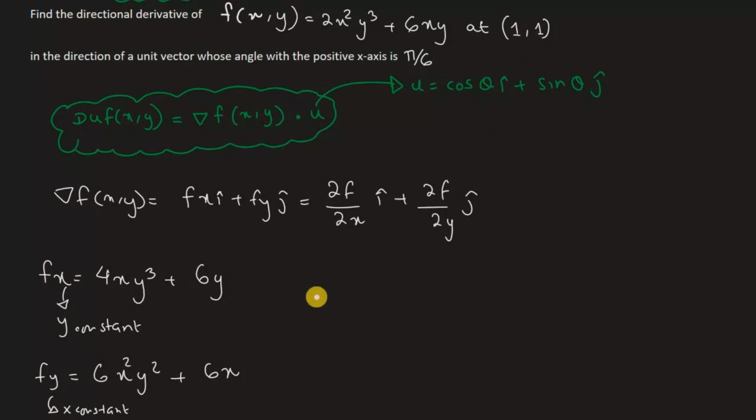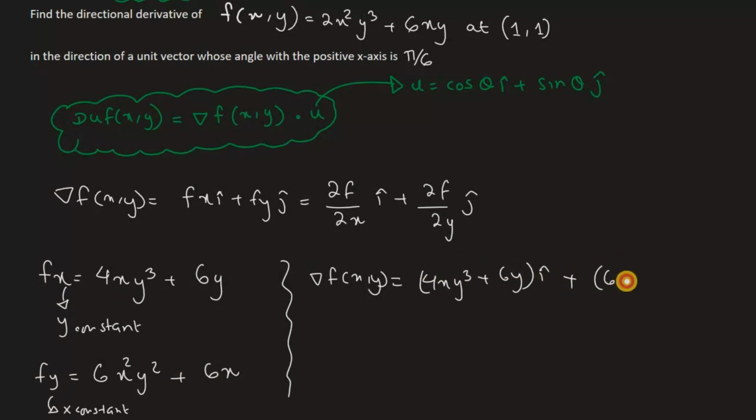And now, since we're given a point, and I've already told you how to compute the gradient at a given point, we are going to simply plug in the point in the gradient, at x and y. But first let me write the gradient. So the gradient is in this form, right? Let me write it over here. So the gradient is f_x, so 4xy cubed plus 6y i hat, plus f_y, 6x squared y squared plus 6x j hat. So that's my gradient.